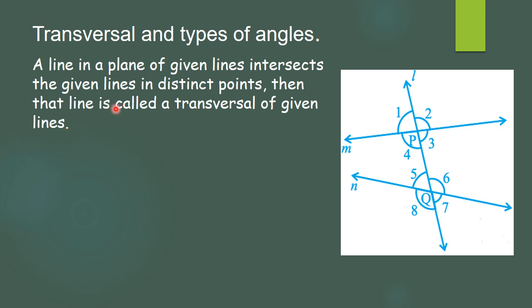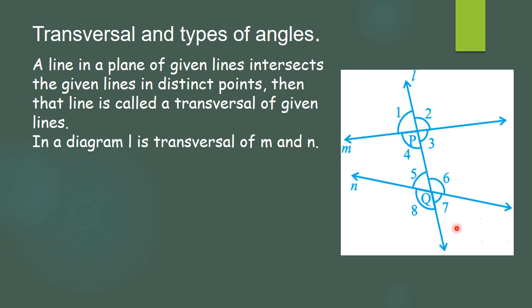In the plane of the two given lines, if a third line, also in the same plane, intersects these two lines in two distinct points, then this line is called a transversal. Here in the diagram, L intersects the lines M and N in two different points P and Q, and so L is a transversal of M and N.